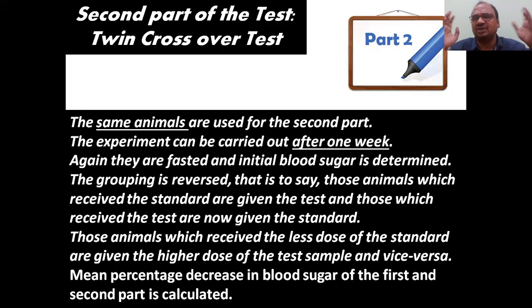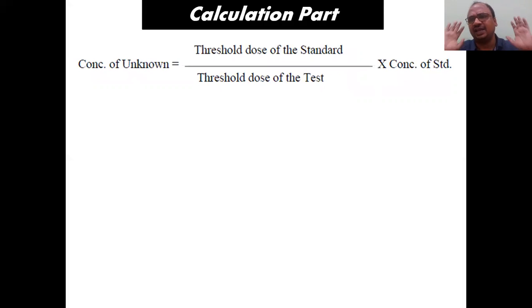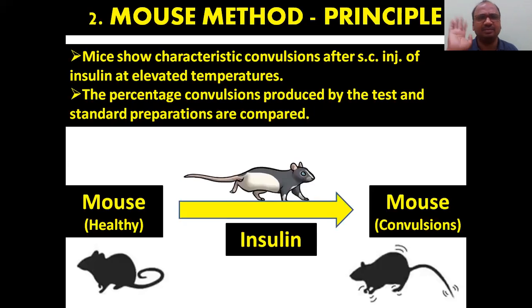This is the same procedure that I have explained in words. And finally you come to the conclusion part of the rabbit method only. Concentration of the unknown is equal to threshold dose of the standard divided by the concentration you got. Just like V1, V2, M1, M2, it is the same method here.